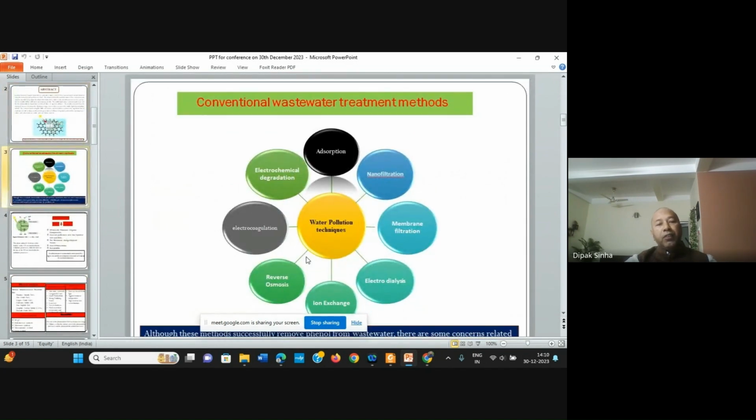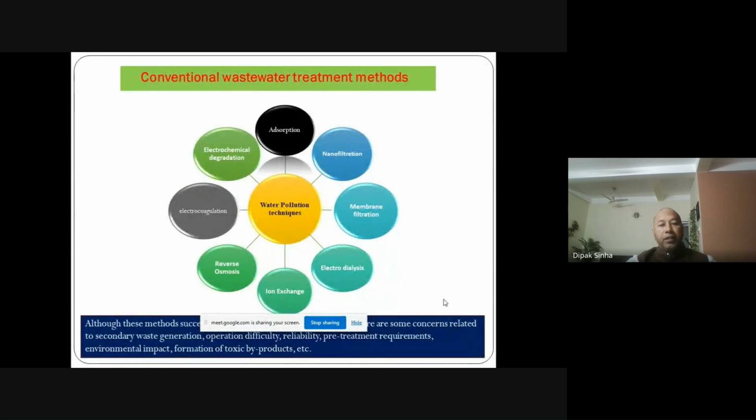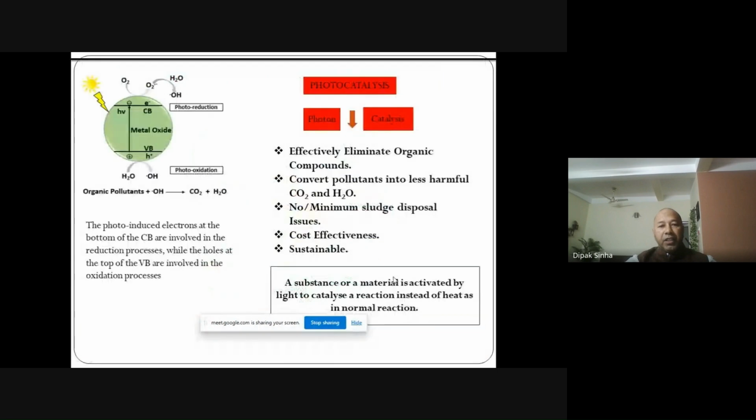So basically, there are a lot of conventional wastewater treatment procedures available. All these things we know: adsorption, membrane filtration, electrocatalysis. The different techniques already exist, and everybody is working on that. Each technique has its own advantage and disadvantage. We thought of doing some environmental work based on photocatalysis, because the advantage of photocatalysis is that it ultimately converts the pollutant into a harmless compound like carbon dioxide and water.